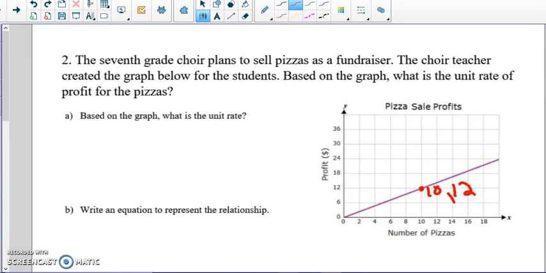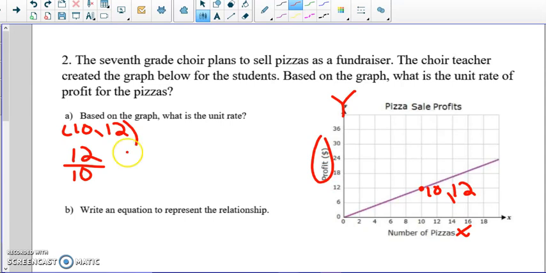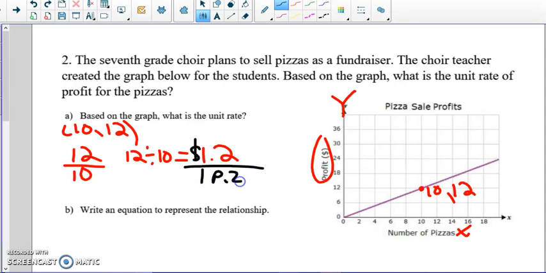So based on the graph, what is the unit rate? x is 10, y is 12. On this graph, the y variable represents the profit, and x represents the number of pizzas. 12 over 10, or when I divide 12 divided by 10, I get 1.2. So y is on top, so $1.2, because that's the profit, over x on the bottom, 1 pizza. And 1.2 really just means $1.20. So for each pizza that they sell, they only make a profit of $1.20.